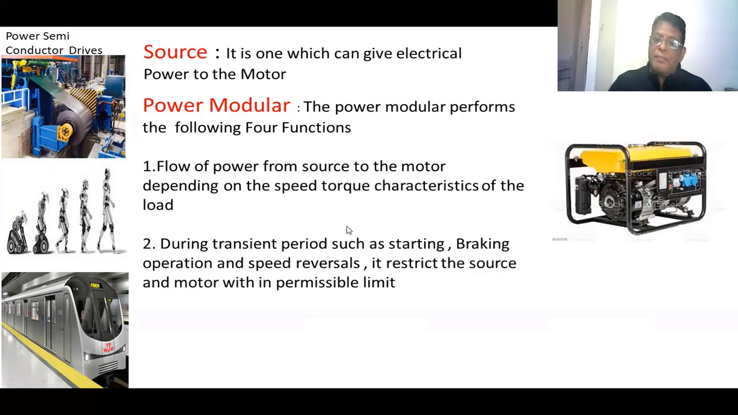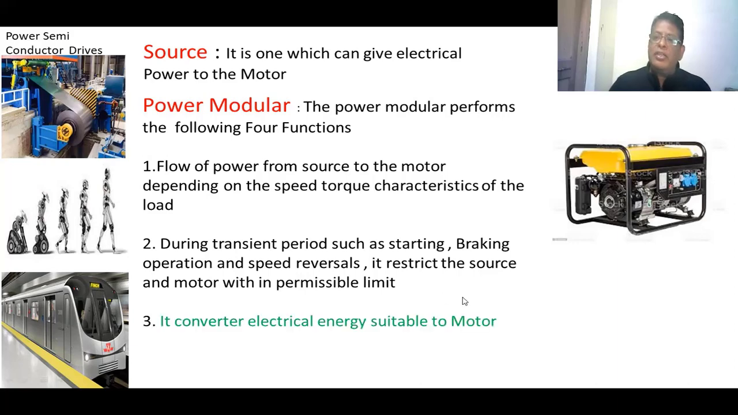Second, during the transient period, at the time of starting, braking, and speed reversals, it restricts the source and motor within the permissible limits. In the transient period, the motor will take a large amount of current. If you allow that much current to the motor as well as the supply, it is going to damage the motor as well as the supply. In the case of the supply, if you draw more current, a large voltage will be dropped in the transmission line, so the voltage available to the motor will decrease.